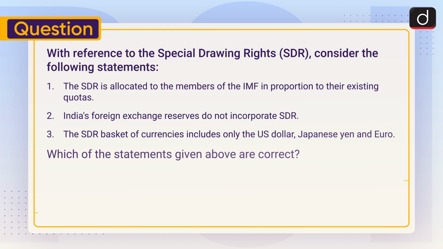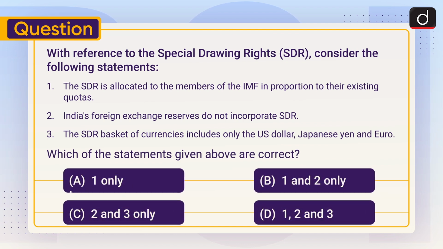Which of the statements given above are correct? Options are A. 1 only, B. 1 and 2 only, C. 2 and 3 only, and D. 1, 2 and 3. Don't forget to answer the question in the comment box.